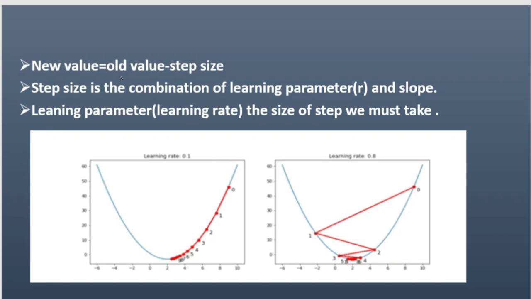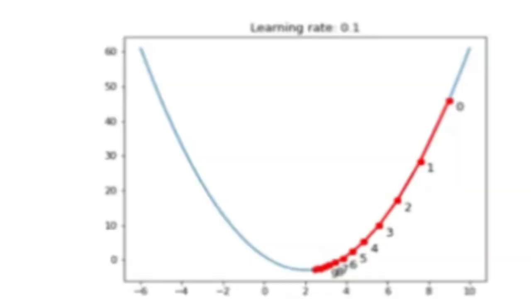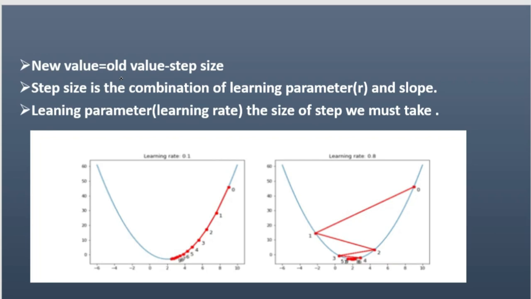And learning parameter is basically we take 0.1. So it will go like this. So if it is other than 0.1, it will go like this. Okay. So new value will be depending on the old value minus step size. From this, it is clear that the learning parameter has the major importance on moving towards the steepest descent.